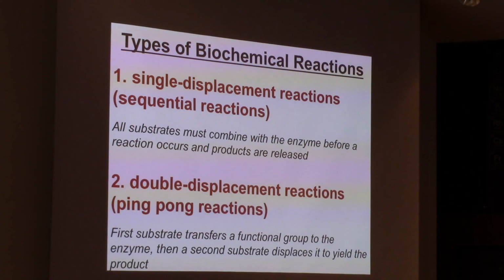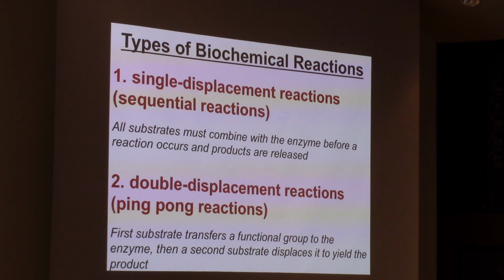Now the other type of biochemical reaction is the double displacement reaction, also known as a ping-pong reaction. And that is going to be the type of reaction that we see in GAP-DH, or glyceraldehyde 3-phosphate dehydrogenase. Okay, it's going to be a double displacement reaction.